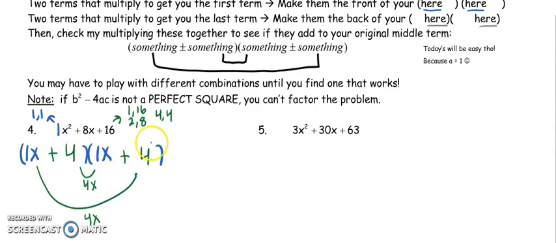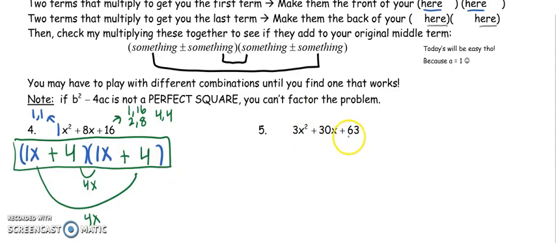And you can always double check it. Is 1x times 1x x squared? Yes. Is 4 times 4 16? Yes. And we already checked our middle terms, so you are done. Whenever there's a 1 in the front, these ones are super easy. You basically ask yourself what multiplies to give me 16 but adds to give me 8. Okay? We are focusing on some easier ones today.